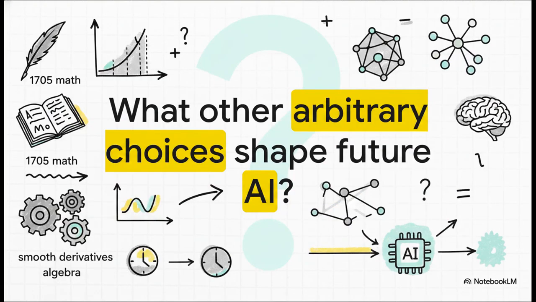Which leaves us with a really fascinating thought to ponder as we wrap up this explainer. If our most cutting-edge algorithms are built on convenient math from 1705, driven simply by a need for smooth derivatives and easy algebra, what other seemingly arbitrary choices are shaping the AI of tomorrow? The systems governing our world aren't just pure inevitable logic. They are deeply human, shaped by the incredibly practical choices of mathematicians working centuries ago.